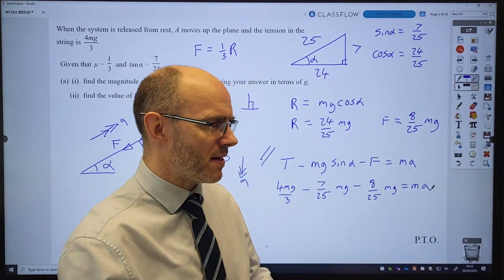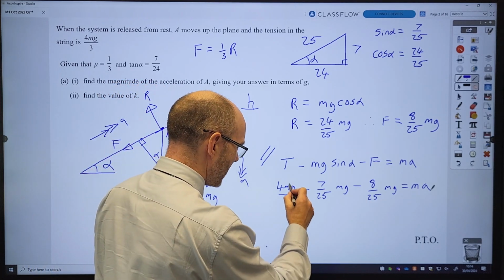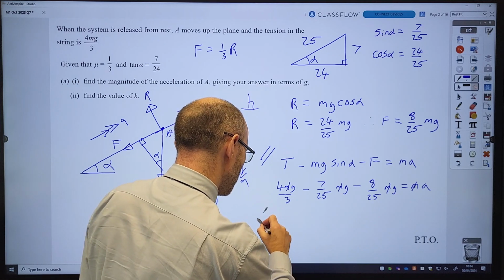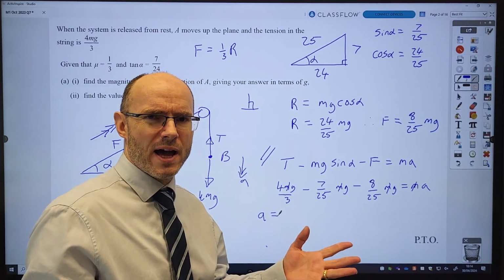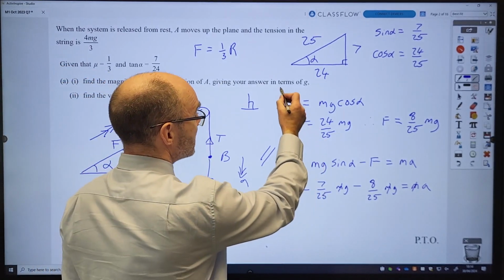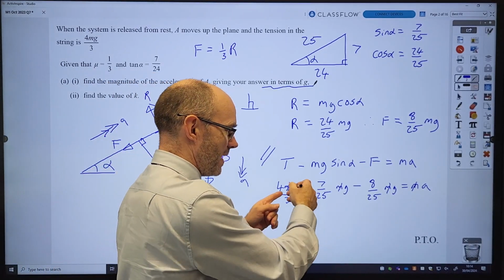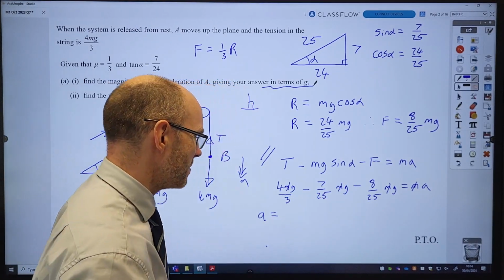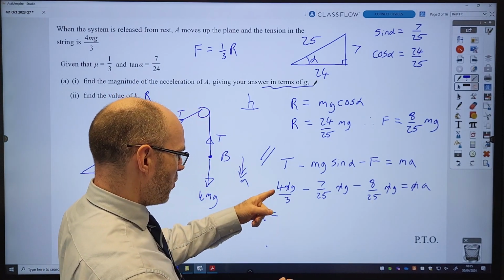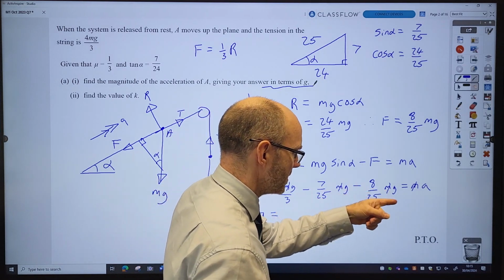And the lovely thing about that is all the m's will cancel. So you can just cancel all the m's if you want. So divide everything by m. And you've already got, quite nicely, A as the subject, which is what you want to find. Okay. Just remember, we need to leave it in terms of g. So don't put a value of g into your calculator when you work it out. Keep it in terms of g. So what have we got? So we've got 4/3 g minus 7/25 g minus 8/25 g is equal to A.